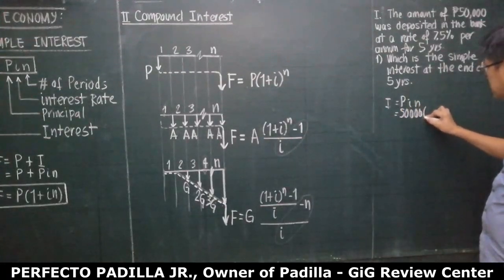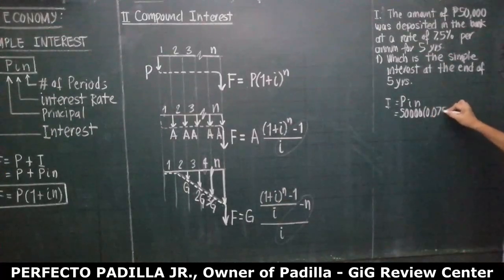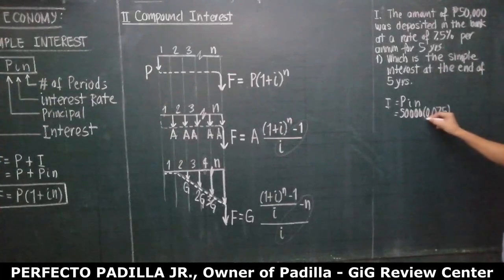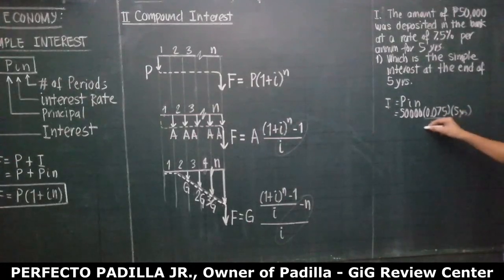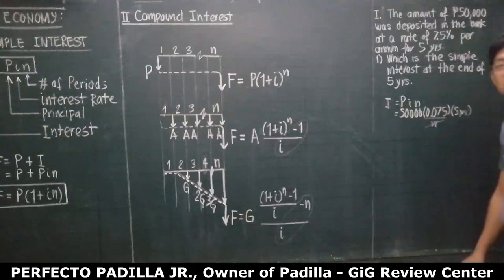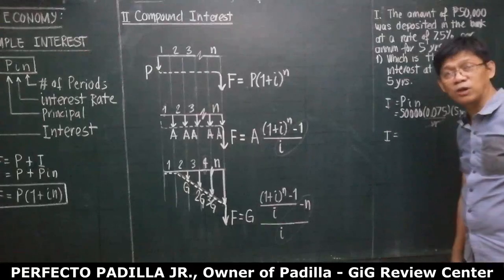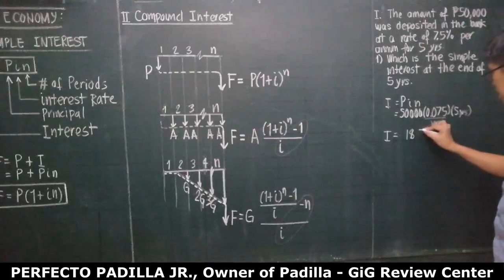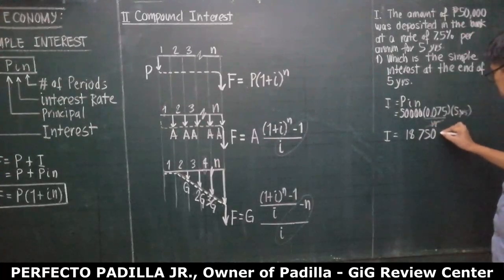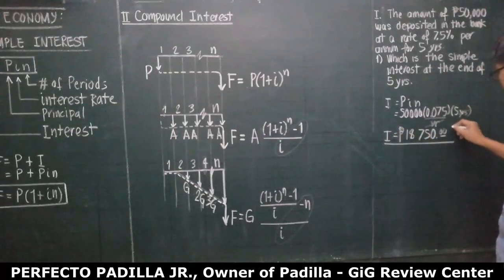Our I is 7.5%. In decimal, that is 0.075 per year, times N in years. So, this is 5 years. So, this will cancel. When you solve this, your simple interest will be equal to 18,750 pesos. Okay? This is our simple interest.